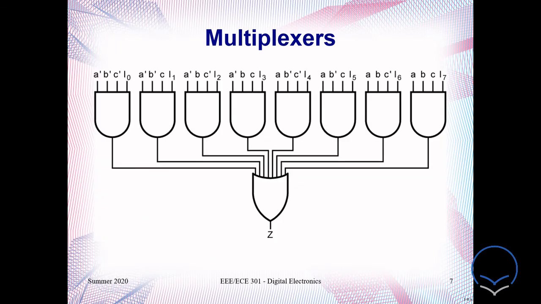So this is the typical circuit representation. You have the equation: A prime B prime C prime I0, then A prime B prime C I1, A prime B C prime I2, up to A B C I7. Because they are all AND gates, and in between there was a plus sign, they will be connected through an OR gate, and that will be used as Z. So AND gates connected to an OR gate, and this is our output Z.